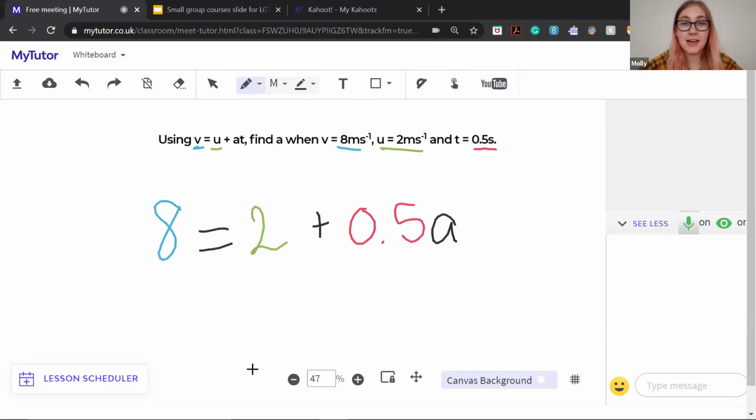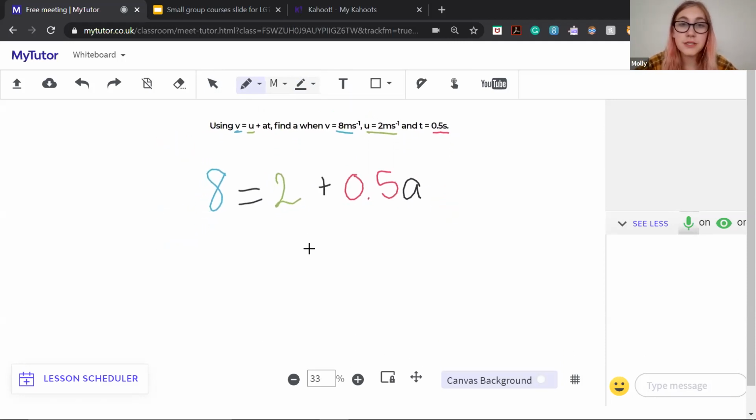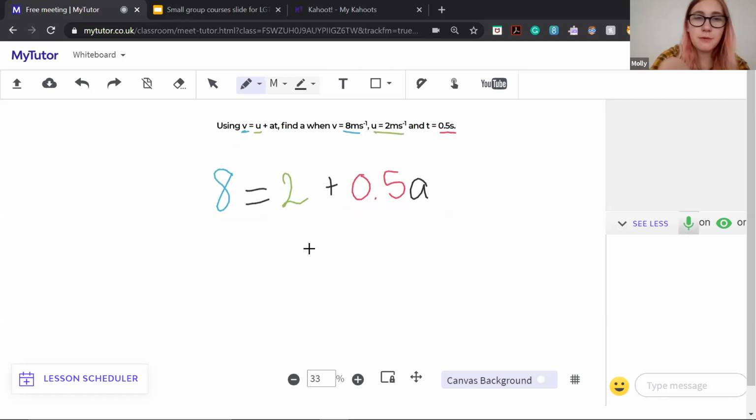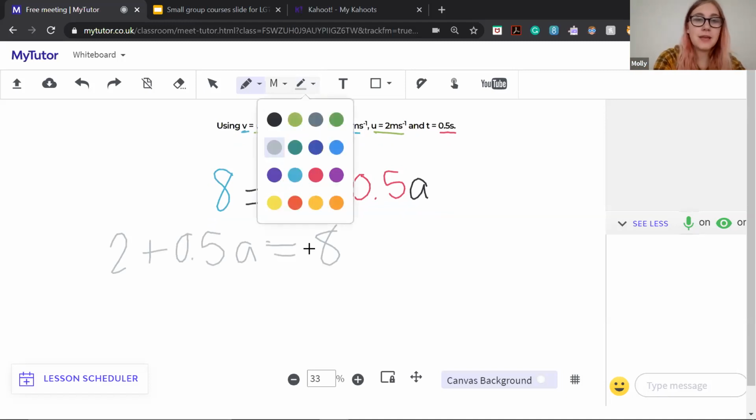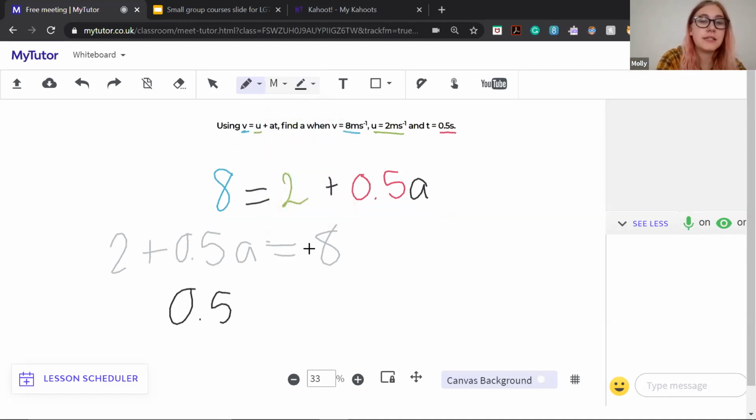Now we want to get a by itself. The first thing that I would do is literally just this. I've said it before, it's like a non-step really, so I write it in grey. We just reverse the way that the equation is written. I've just swapped what side of the equals sign they're on. That's all I've done. Then we can subtract 2 from both sides to see that 0.5a is 6. And then divide each side by 0.5 to find that a is 12.